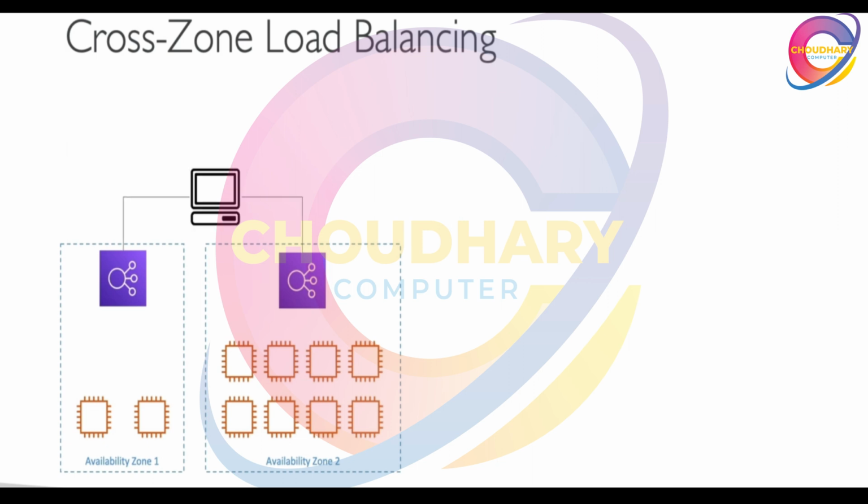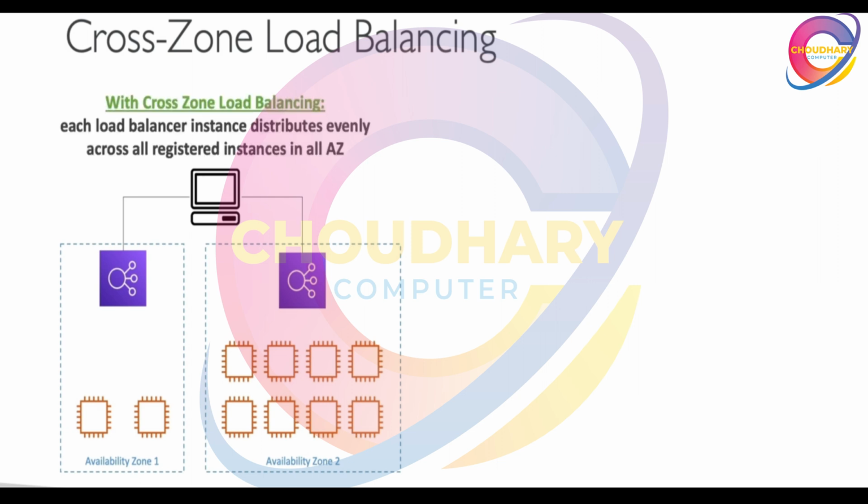So the client is accessing these load balancers, and with cross-zone load balancing, each load balancer instance will distribute evenly across all registered instances in all availability zones. The client itself is sending 50% of the traffic to the first ALB instance and 50% of the traffic to the other ALB instance. But each ALB is going to redirect that traffic across all 10 EC2 instances, regardless of which availability zones they're in. This is why it's called cross-zone load balancing.